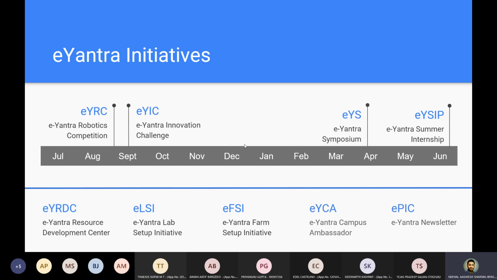Similarly, to spread the idea of e-Yantra, we also have the new e-Yantra campus ambassador program, which I am a part of, and I'm holding this orientation to essentially spread the idea of e-Yantra to you all. And similarly, we have many other initiatives such as the farm setup initiative, which is towards aiding farmers or agriculture, the e-Yantra newsletter, and Kavi's Corner. I'll be going over all these in a bit.